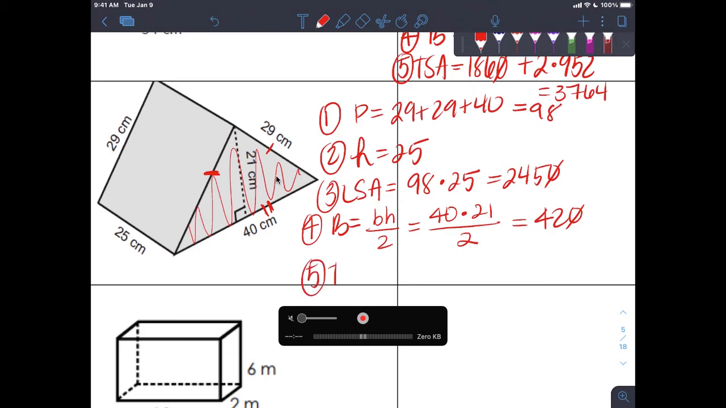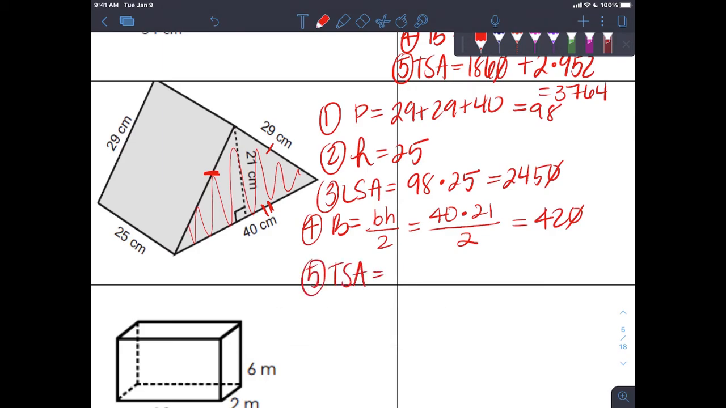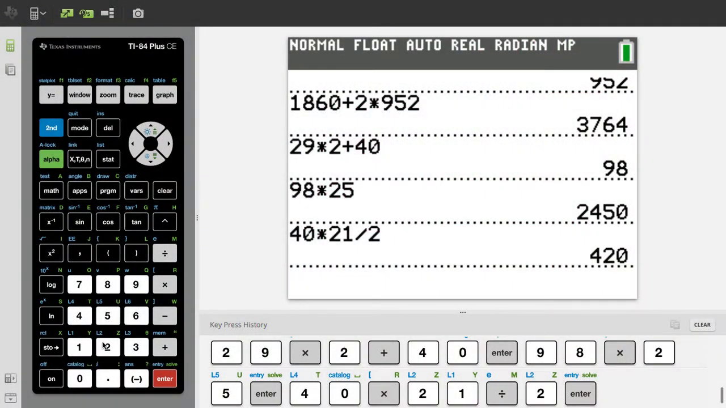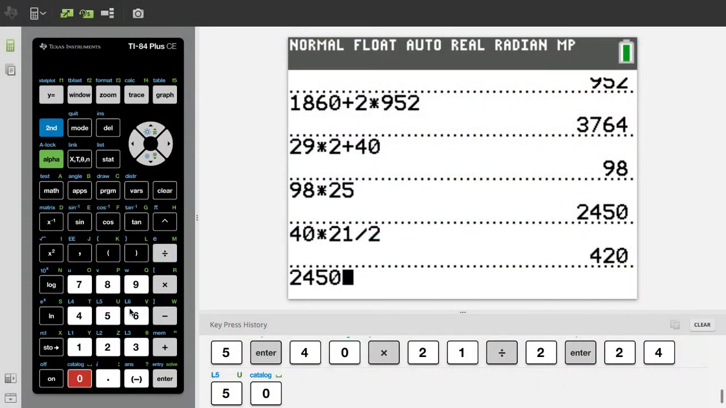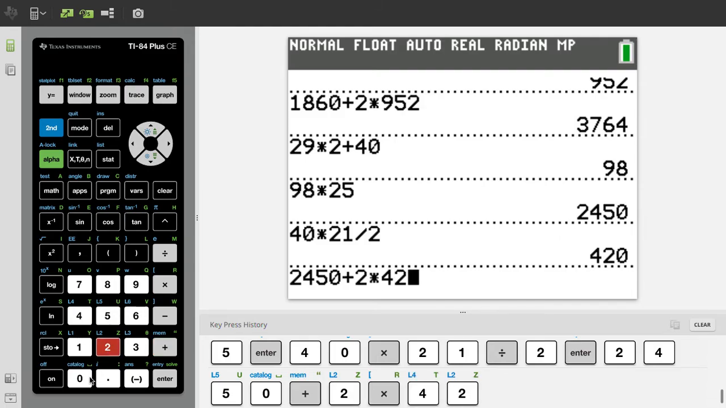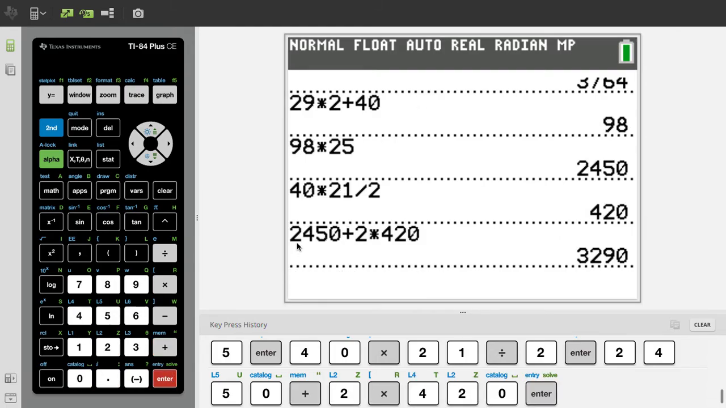If I wanted to find my total surface area, I would take that lateral surface area and add 2 of my base areas. And I would find out that my total surface area is equal to 3,290. All right, let's take a look at one more.